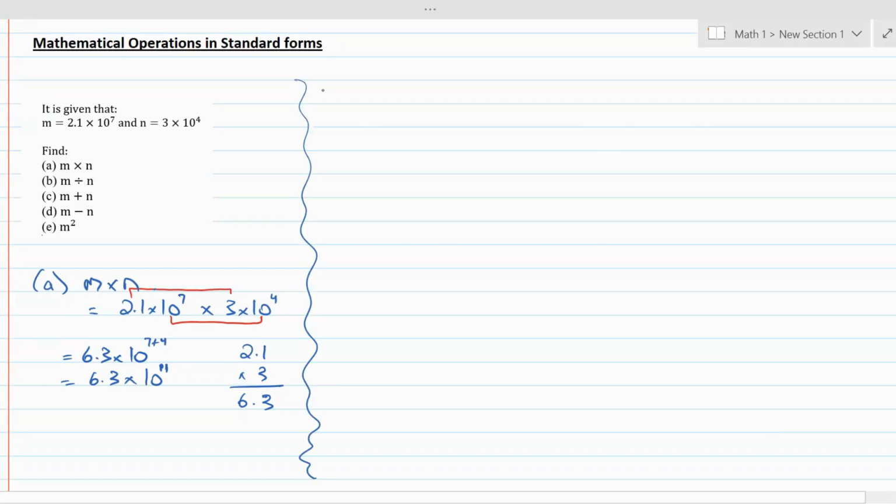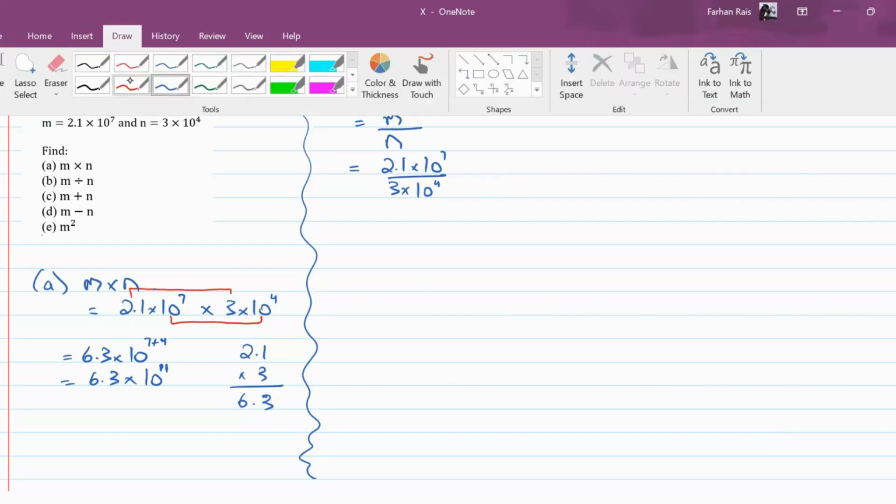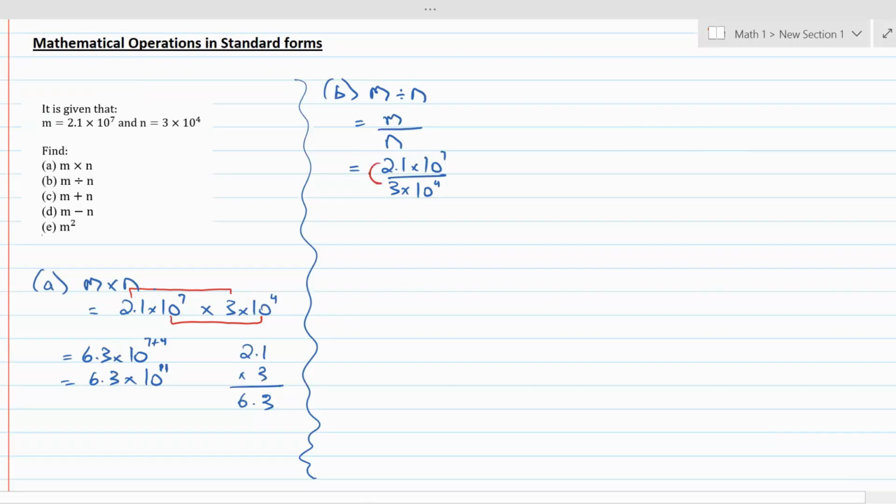Now division, part B. M divided by n. So m divided by n means m upon n, with m being the numerator, which is 2.1 into 10 raised to the power 7, and n being the denominator, which is 3 multiplied by 10 raised to the power 4. And here again, the number part would be divided by the number part, and the tens part would be divided together. Now, this 2.1 divided by 3 apparently looks difficult to handle, but we'll try to be a bit smart here.